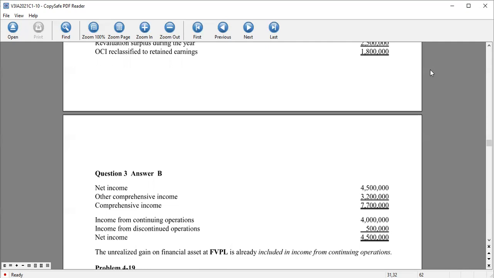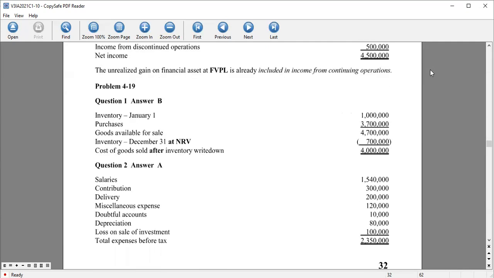Now we go to problem number 19. And in problem 19, we have 4 questions. And number 1 is, what amount should be reported as cost of goods sold? So we have the inventory in January 1.